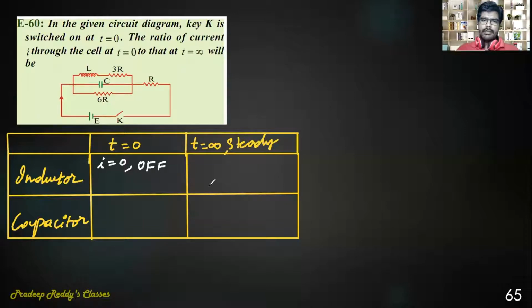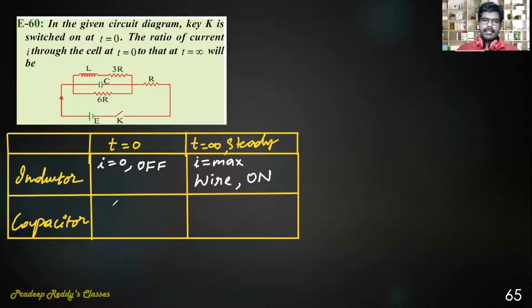When t is equal to infinity, that is at steady state, current I is maximum and it acts as a wire. So an inductor acts as a wire. It is just equal to a switched on key. That is in the case of an inductor.